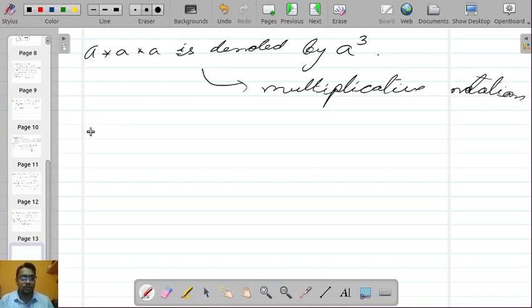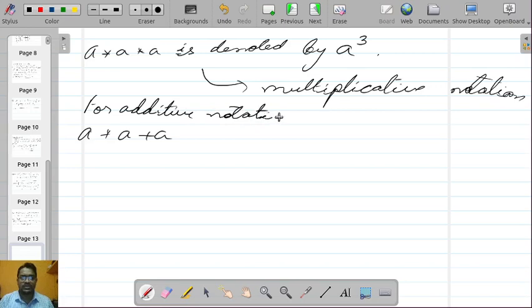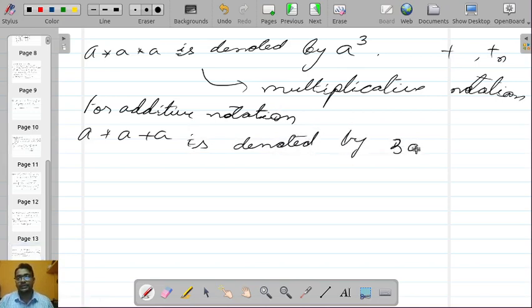If the group is additive, we write a + a. For additive notation, we use the symbol plus, where the operation is similar to addition, normal addition or modulo addition. In that case, a + a is denoted by 2a, and a + a + a by 3a, in general by na.